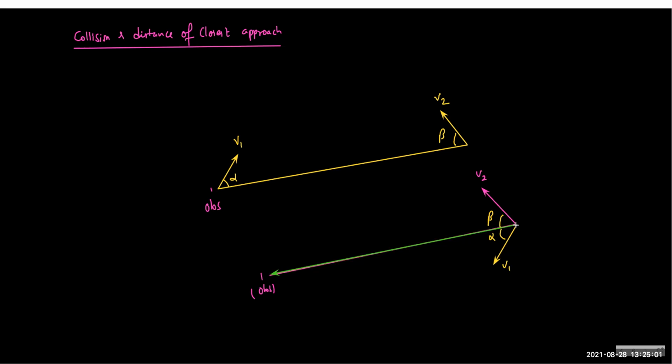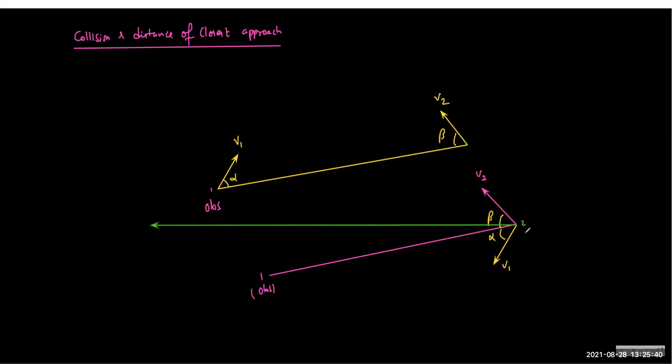Now, how to make sure that this will happen? That is maybe the question that you should have asked. It is easy. We can resolve the velocity into components. V2 will have component V2 cos beta along the line joining the particles 1 and 2, and V1 cos alpha along the line joining the particles 1 and 2. So the net velocity along the line joining particles 1 and 2 is V1 cos alpha plus V2 cos beta.